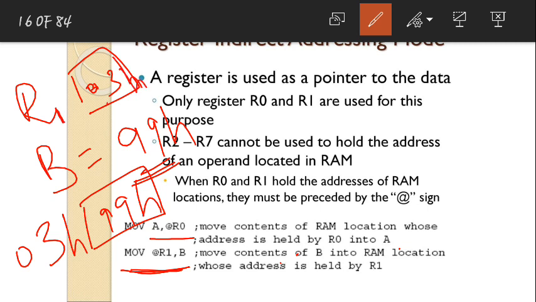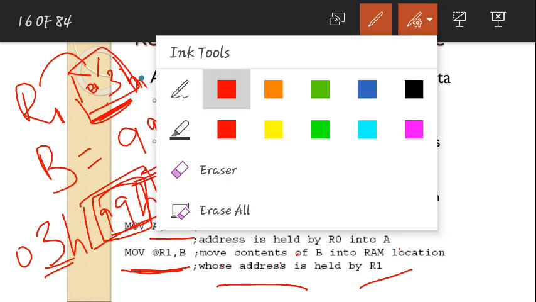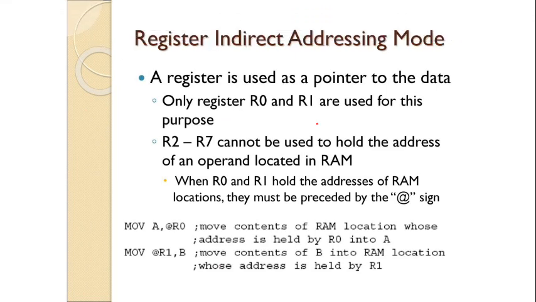We'll always represent it as an address, not as a content in register, in register indirect addressing mode. So this is having some address. So into this address the value should be moved, that is, this 99 is moved into this 03H location. So that is what he has written here: move contents of B into RAM location whose address is held by R1. Is that fine? So this is all about your register indirect addressing mode. Okay.